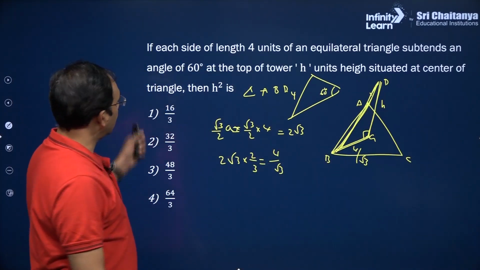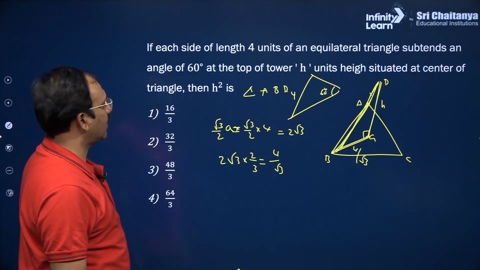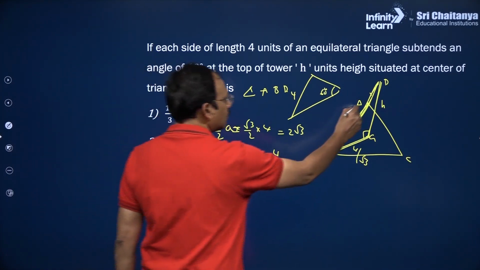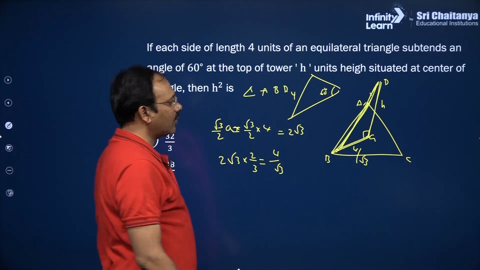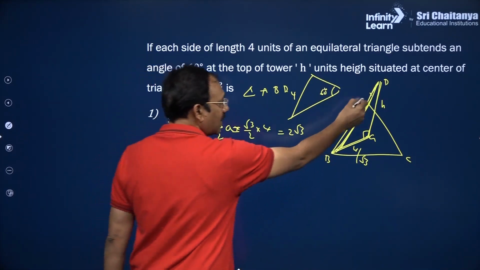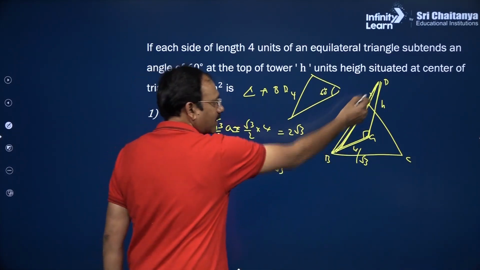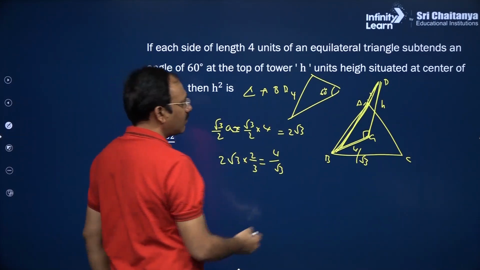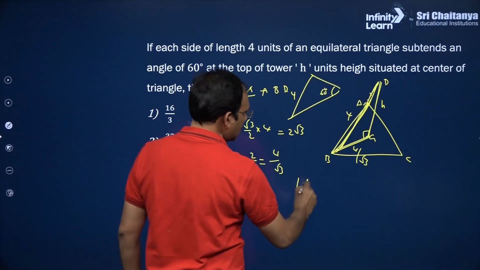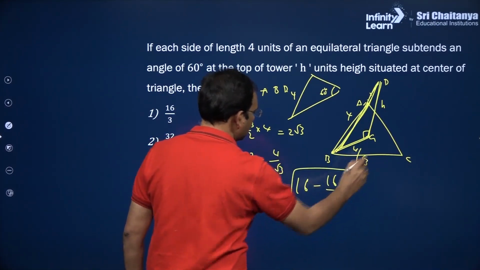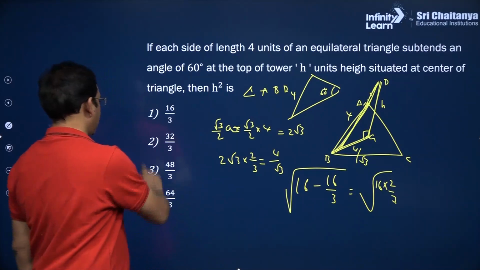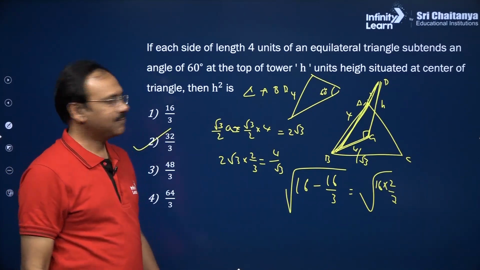He said each side of length 4 of an equilateral triangle subtends an angle 60 degrees at the top of the tower. So, by symmetry, undoubtedly it should be an isosceles triangle, it should also be an equilateral triangle, my dear friends. Why? Symmetry will be there, this side and this side are equal. Here 60 means here also 60, it must be an equilateral triangle. This should also be 4, my dear friends. So, height is going to be the square root of 16 minus 16 by 3, which is 16 into 2 by 3. So, root of 32 by 3. So, h square is 32 by 3, that is all.